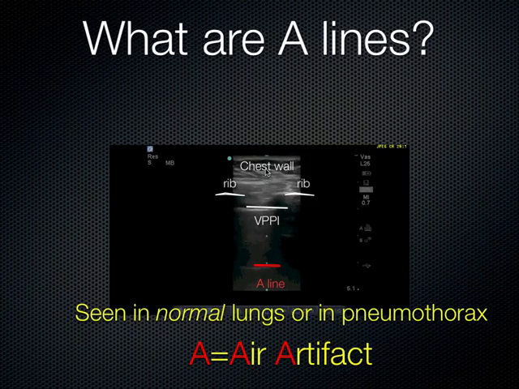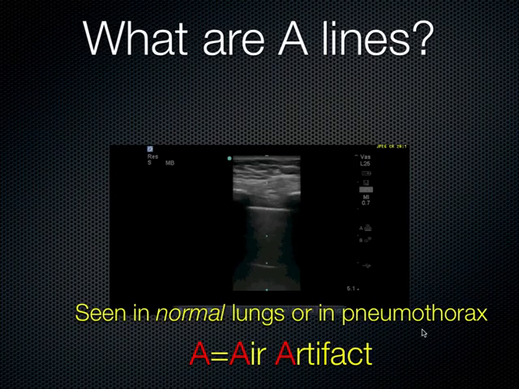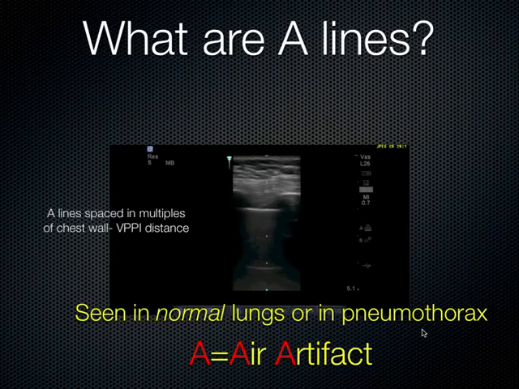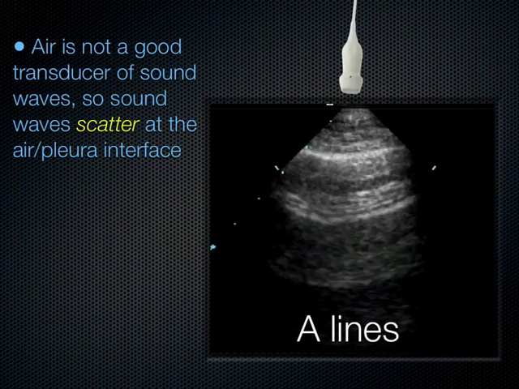So in other words, the distance between the chest wall and the VPPI should equal the distance between the VPPI and the first A-line. And A-line just means, think about it like it's an air artifact. And we see this with normal lungs. We can also see it in patients who have a pneumothorax. But that's the idea. We want to differentiate what normal is from abnormal. And so those repeat in multiples as you go into the chest. You'll see those repeating A-lines coming down.